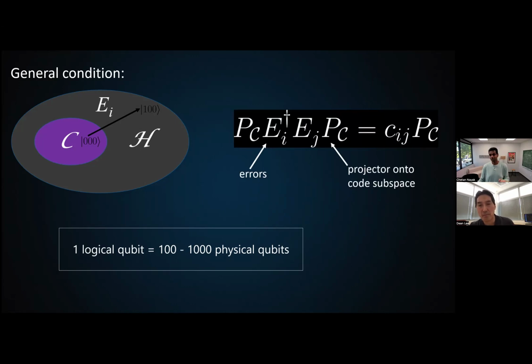Okay. And mathematically, this is a condition on these projection operators, that if an error of one type occurs and then an error of a second type, you always get back to where you started when you project into the code subspace.